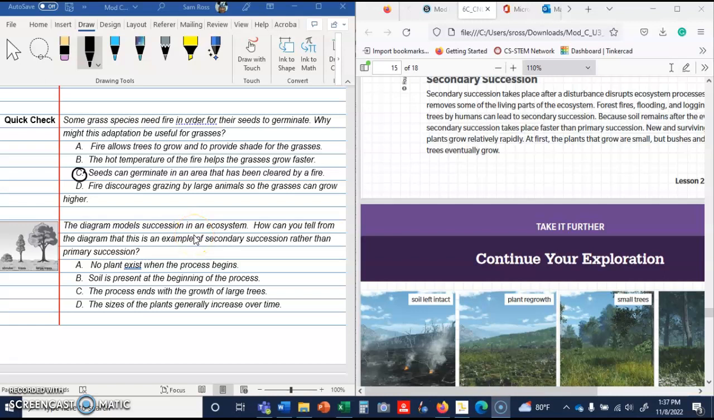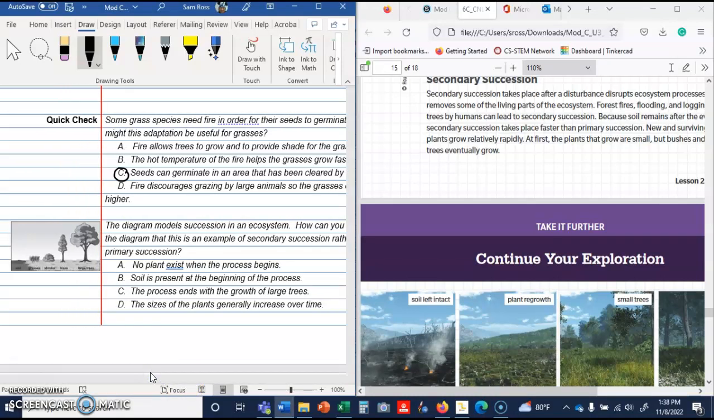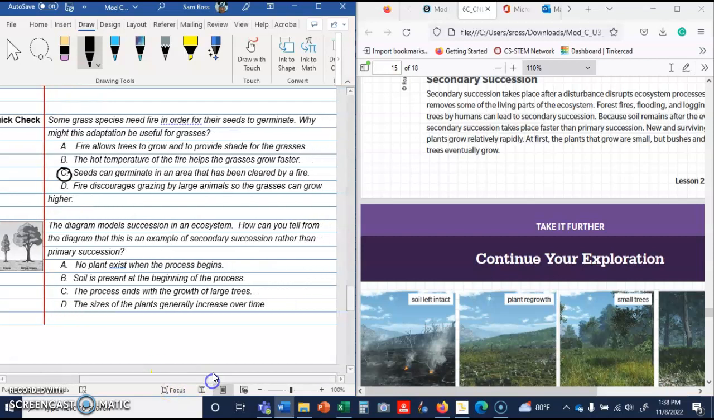Welcome to part 2 of Module C, Unit 2, Lesson 3 notes. So we were on this quick check. We answered this question. We're going to answer the diagram. The diagram models succession in an ecosystem, and the diagram we're talking about is this one. How can you tell from the diagram that this is an example of secondary succession rather than of primary succession?